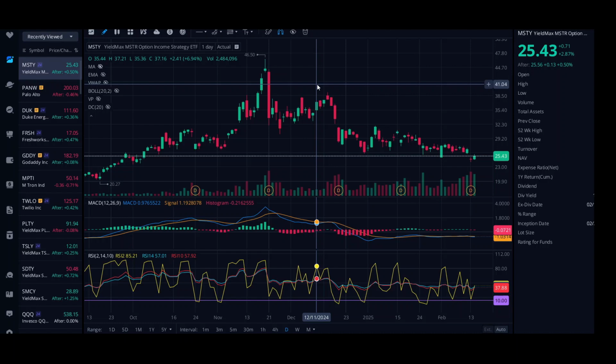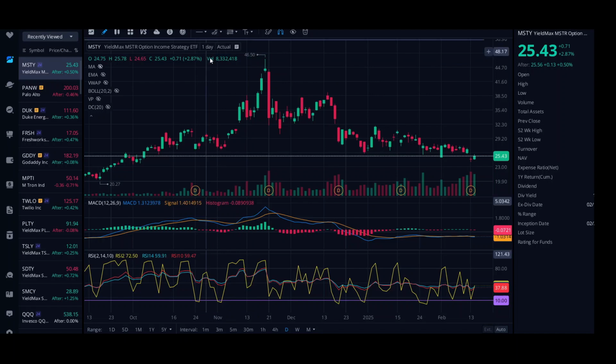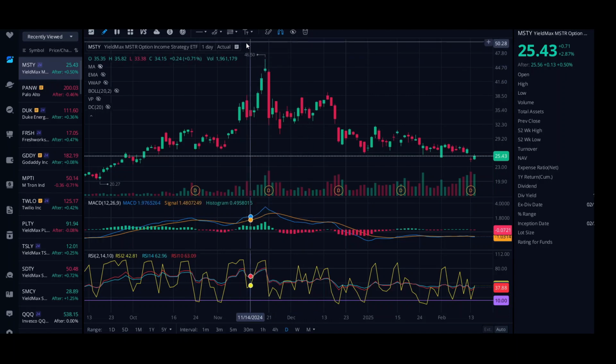All right, so let's jump right on in here. Again, like I said, right now we're looking at the actual chart. And you can see right up here at the top, it says actual. And so this shows the actual price of the stock. You can see here it did get as high as 46.50 on the date of November the 20th, 2024.